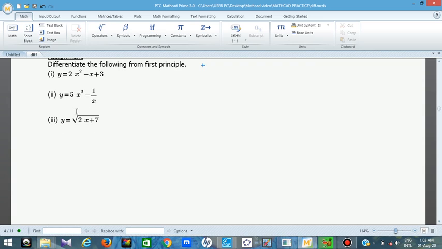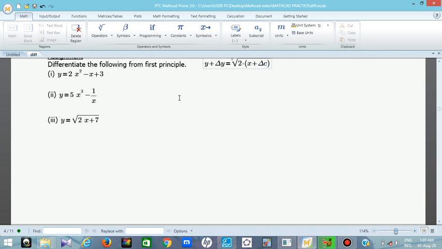Okay, for the third one, you also apply the same principle of differentiation from first principle. You add delta y to this side of y, then you add delta x to this side of the square root. So when you do that, you are going to get something like this: y plus delta y will now be equal to, then you have your square root of 2, then you need to open bracket, x plus delta x, then you go out and you have plus 7.